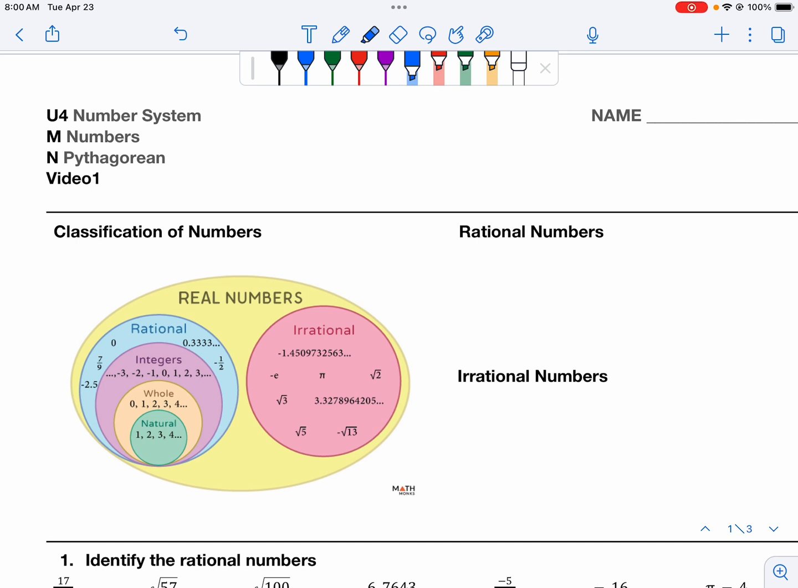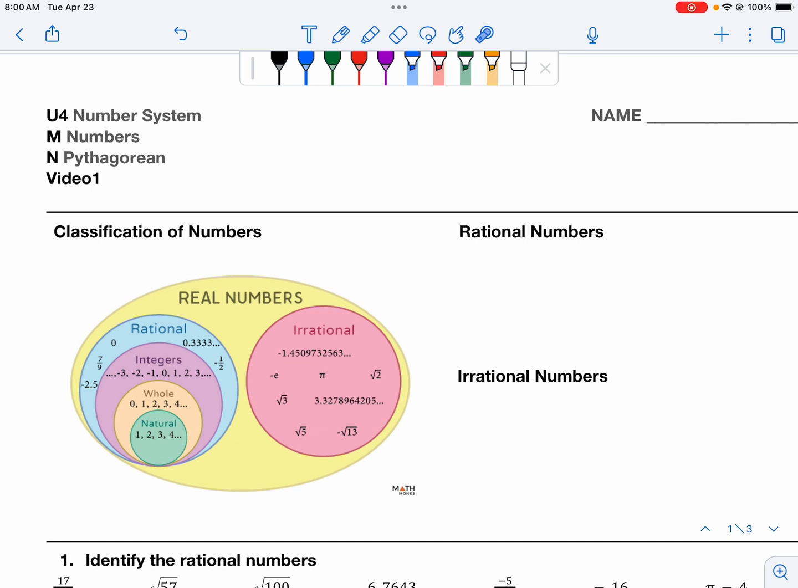Let's go ahead and talk about the difference between rational and irrational numbers. So rational numbers are numbers that can be written as a fraction, repeating decimal, or terminating decimal, or whole number and natural number. As you see in this graphic, the real numbers have two groups that sit inside of them, the rational and the irrational. No number is both rational and irrational. It must be one or the other.